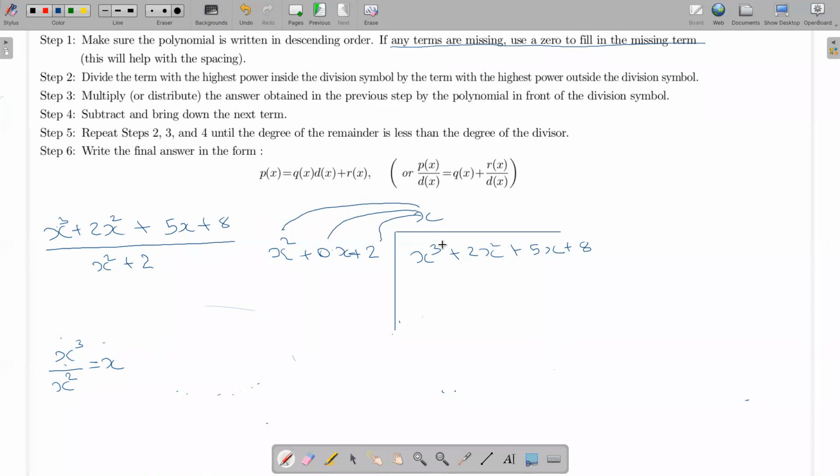I multiply by x. So I get x cubed here plus 0x squared plus 2x. Okay, now I subtract. This gets cancelled out. Here I get a 2x plus minus 8.